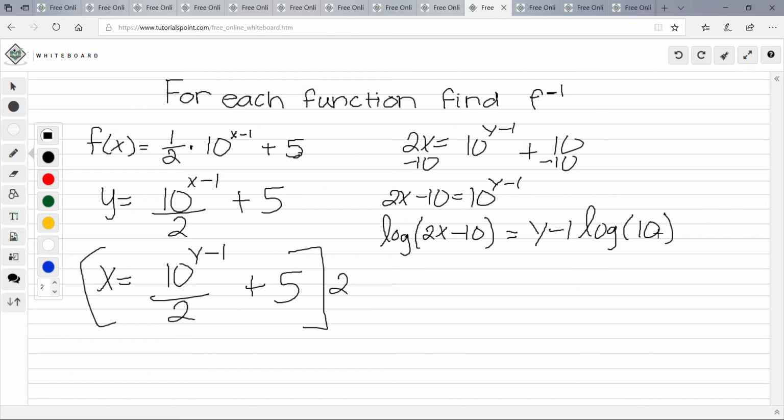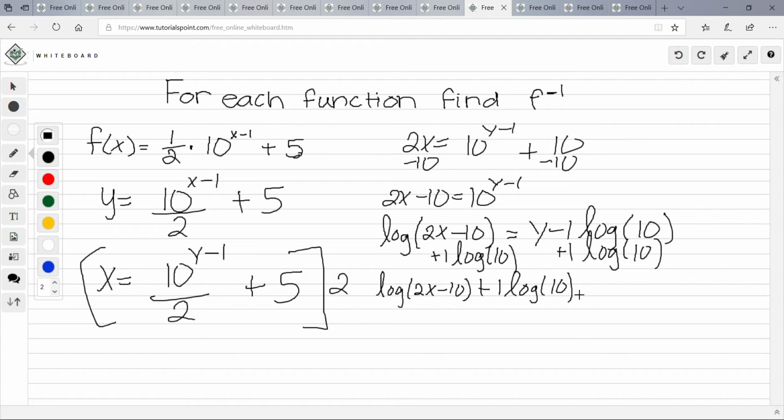Now our goal is to solve for y. So what I'm going to do is, there's a y minus 1 log 10, so I'm going to add 1 log 10. So on the left side, it's going to be log of 2x minus 10 plus 1 log of 10 equals y. Now we got y.